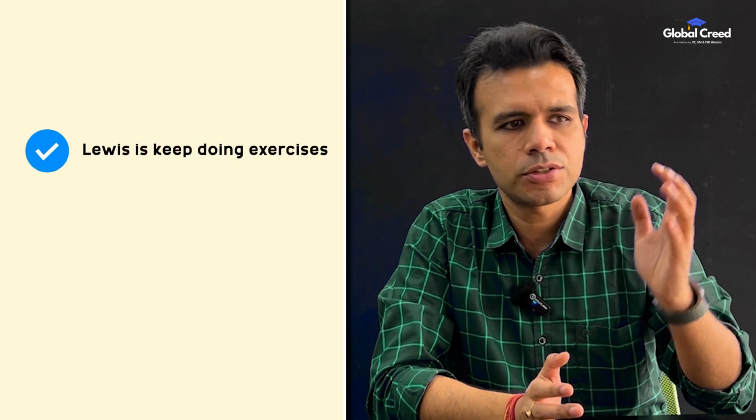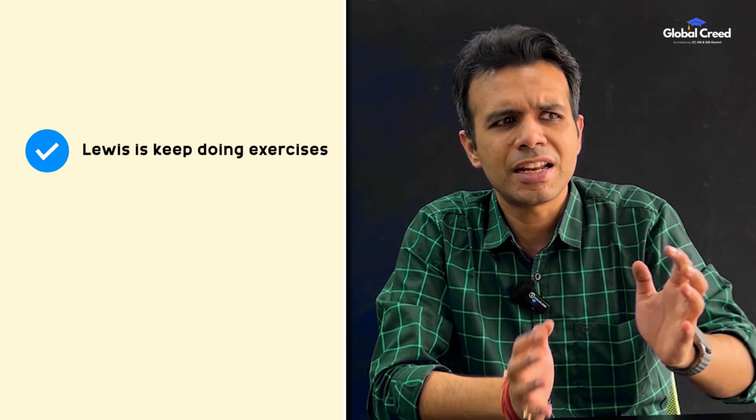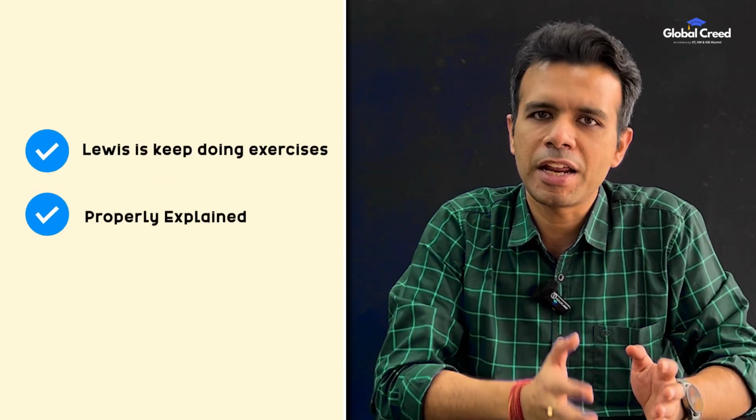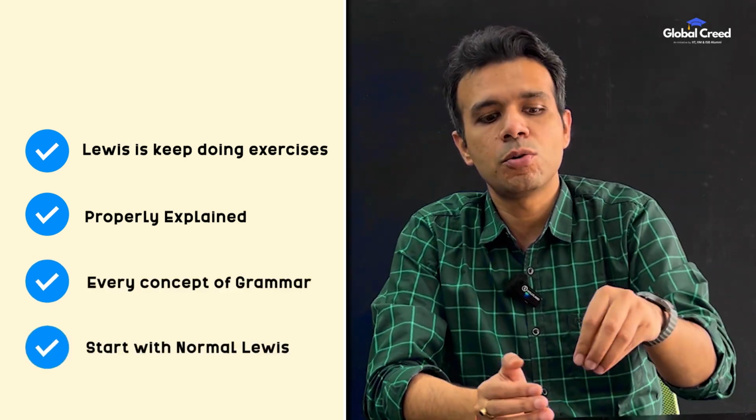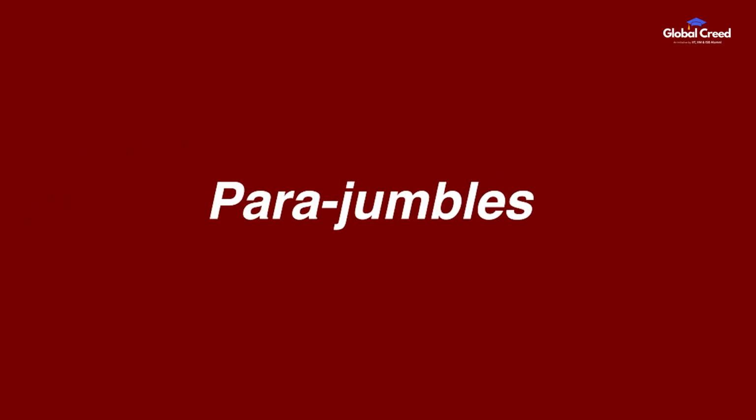Everyone in Global Creed, when they join us, the first 1 month we spend around Norman Lewis. What you have to do in Norman Lewis is keep doing exercises. It has very properly explained each and every concept of grammar. So start with Norman Lewis. Then we go to the next part where you have para-jumbles.